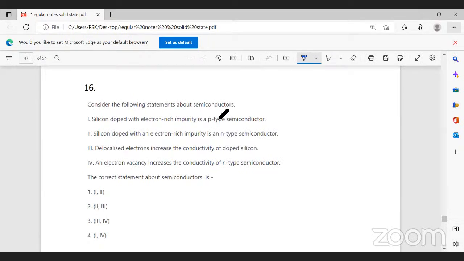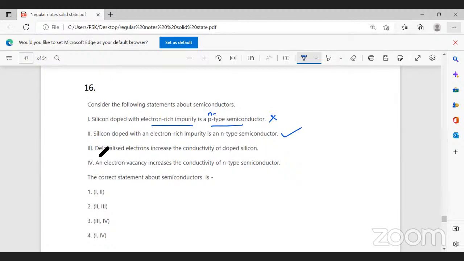The next question. Consider the following statements about the semiconductor. Silicon doped with electron-rich impurity is P-type. Silicon doped with electron-rich impurity, pentavalent impurity, should be N-type. So therefore, the statement is wrong. Silicon doped with electron-rich impurity is an N-type. This is correct. Next one.